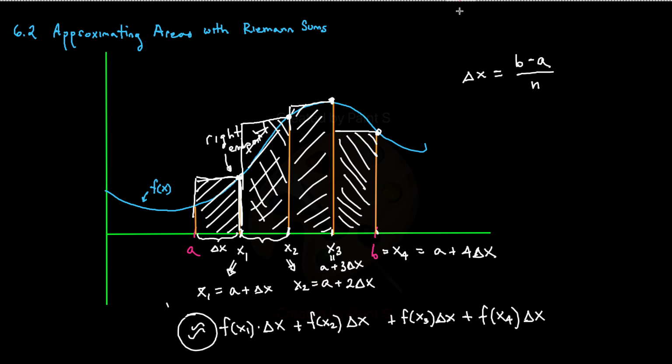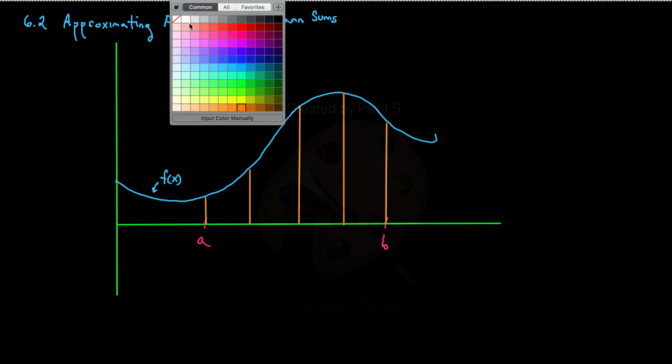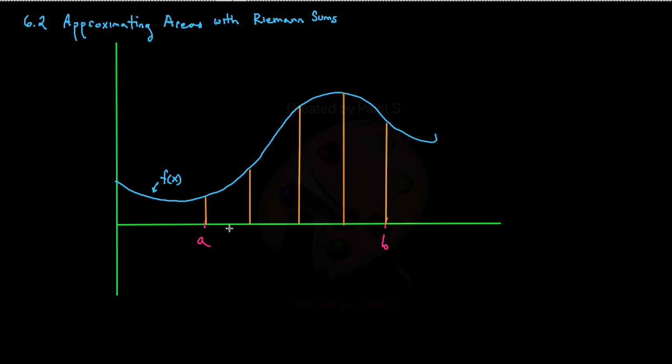Okay, now there's one last case that we should go through. It's if we take midpoints. So the midpoint looks something like this. If I take midpoints, then I want to find out this value right here, and I take that to be my first value. So what would that look like? That's going to be the middle between these two, right? So the rectangle looks like this. So I would do f of the middle between the right endpoint and the left endpoint.